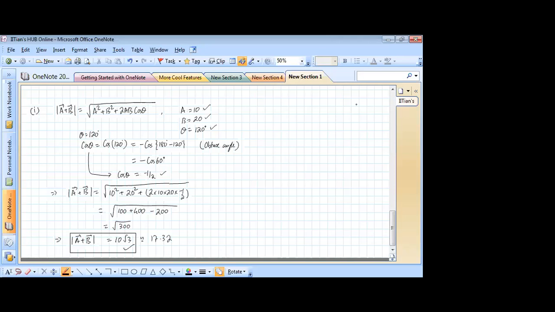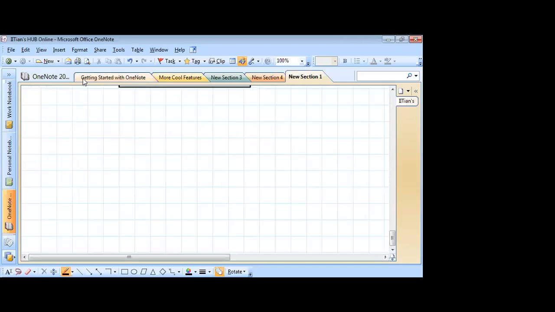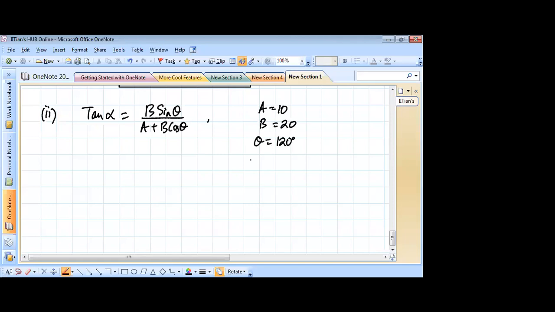So let me solve this part. Most of you are getting correct. So for the second part, we'll use this formula. Tan alpha is B sin theta upon A plus B cos theta. So this means again we have to substitute A as 10, B as 20, and theta is 120. So again, cos theta becomes what we saw earlier, minus half. Sin theta, which is sin 120, will be positive of root 3 by 2.